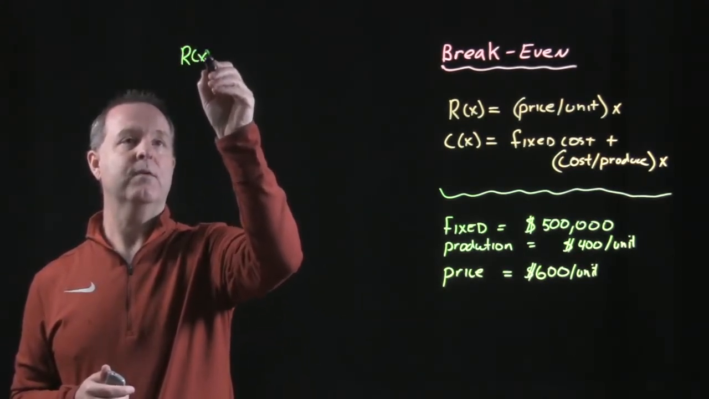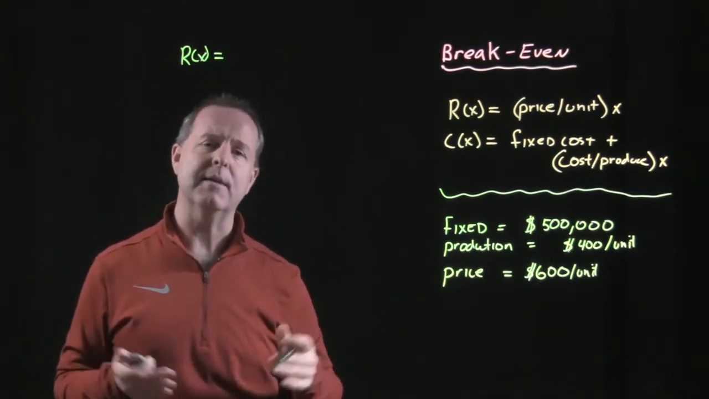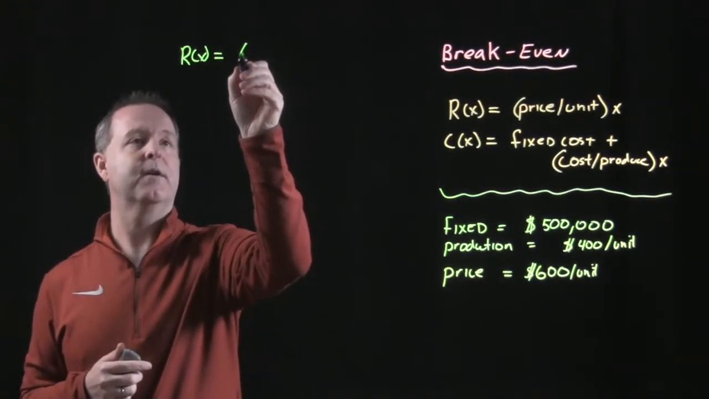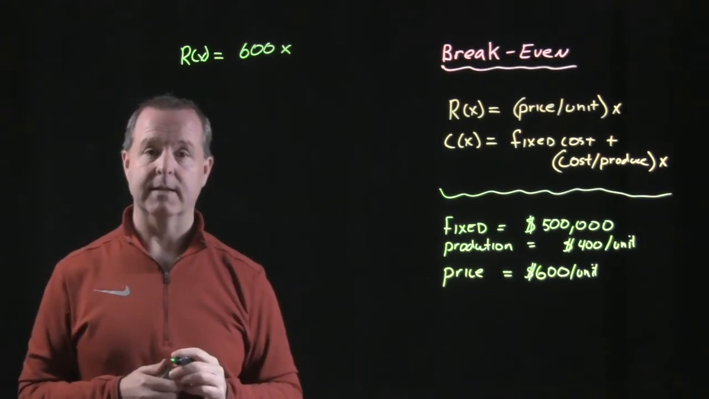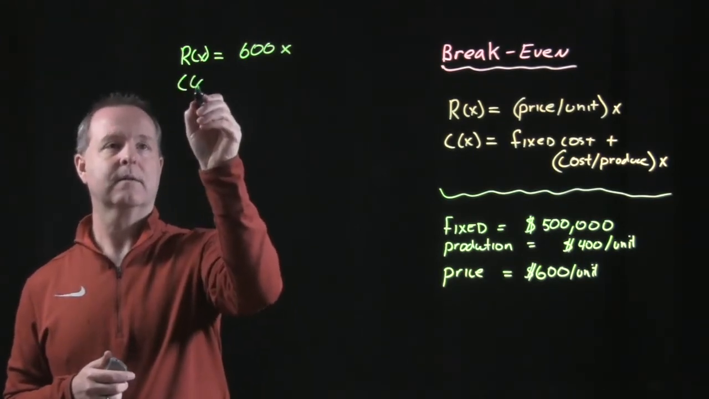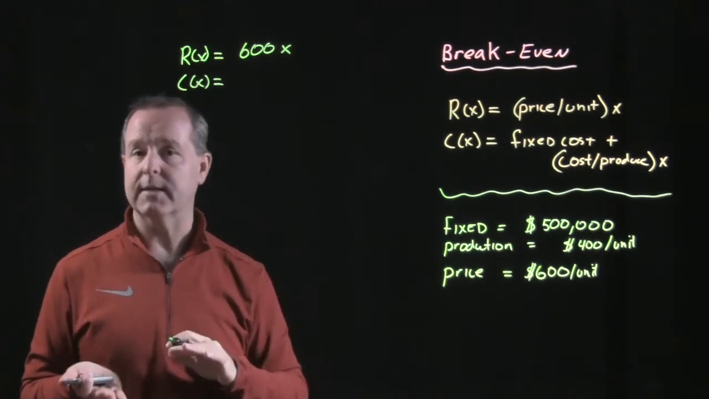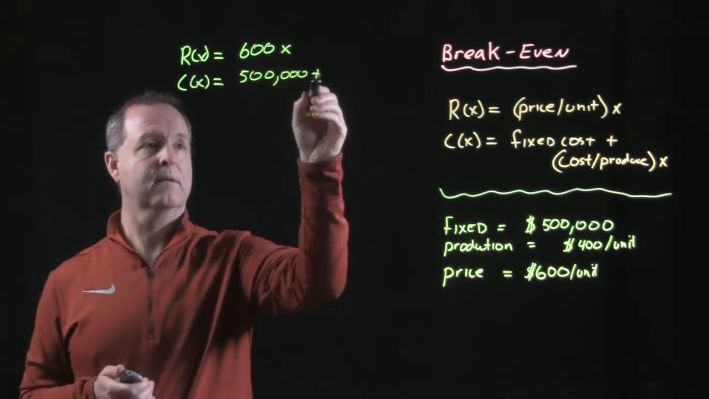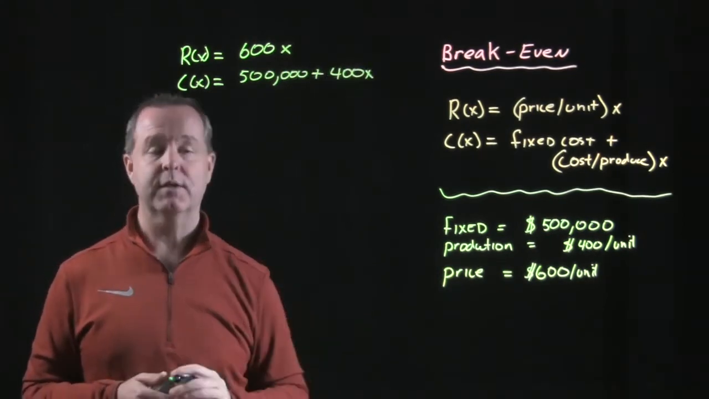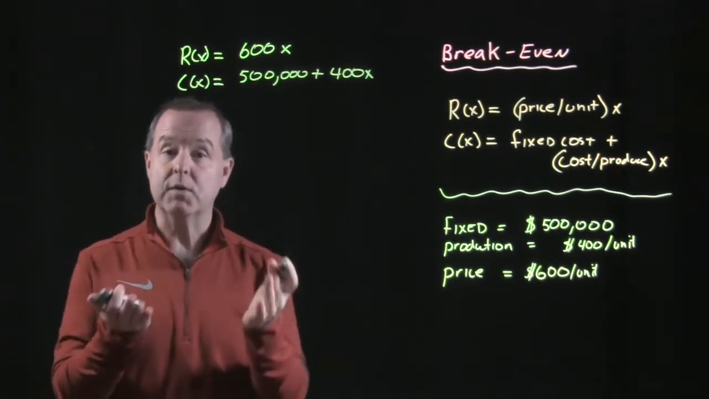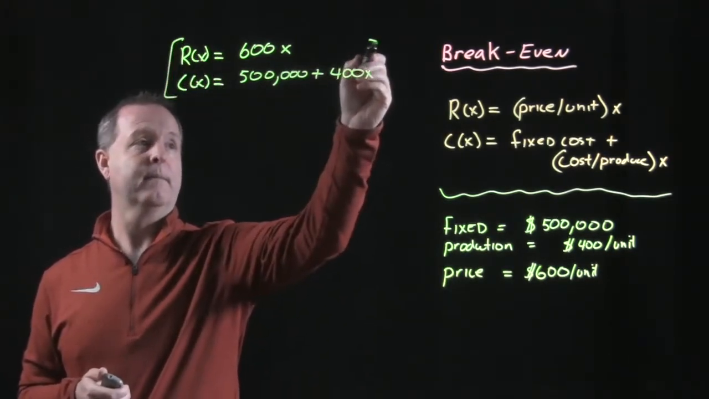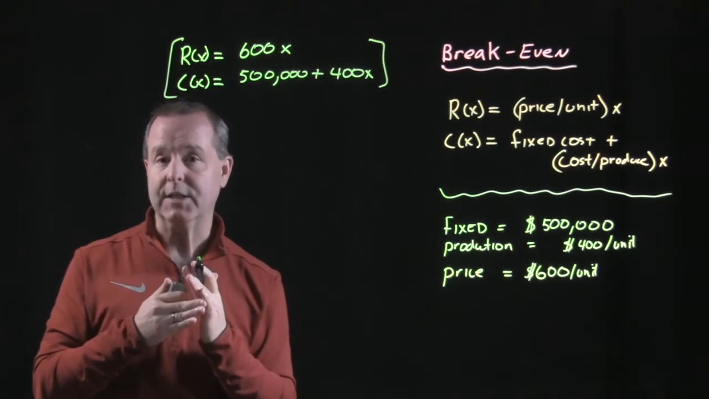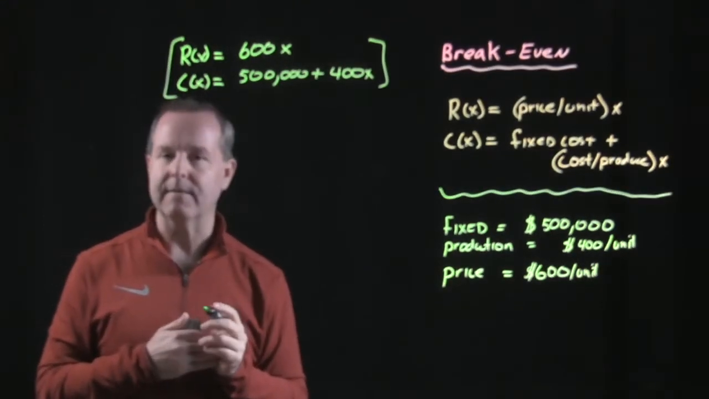First of all, I can look at my revenue, which is a function of x, which just means that my revenue depends on how many x's I sell. That equals price per unit, which is $600 per unit, times x. My cost, which is also a function of how many units I sell, is $500,000, which is my fixed cost, plus the cost per unit to make, which is $400 per unit. So you see, I have an emerging system here. And the solution to any system is a point where those two graphs, those two lines, intersect each other. In this case, the intersection is our break-even point.